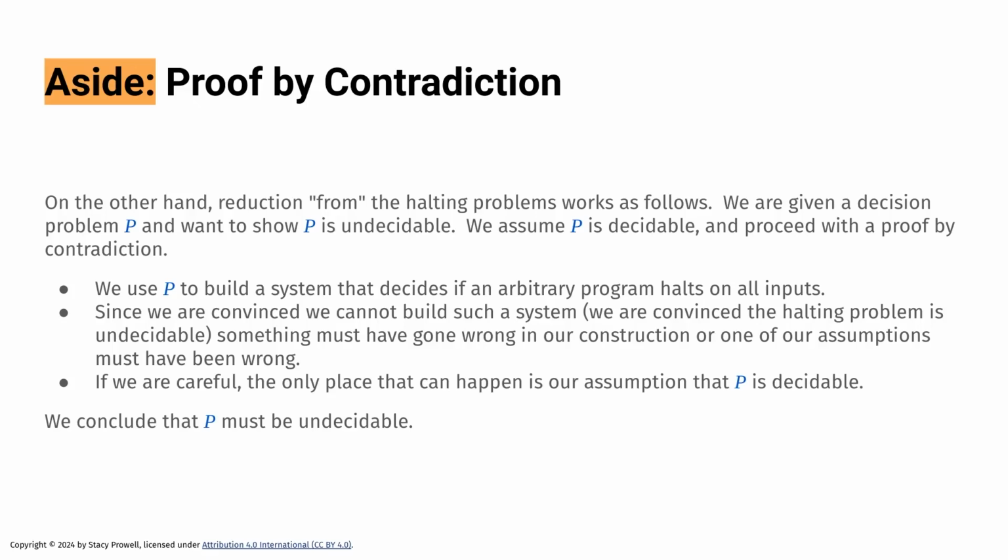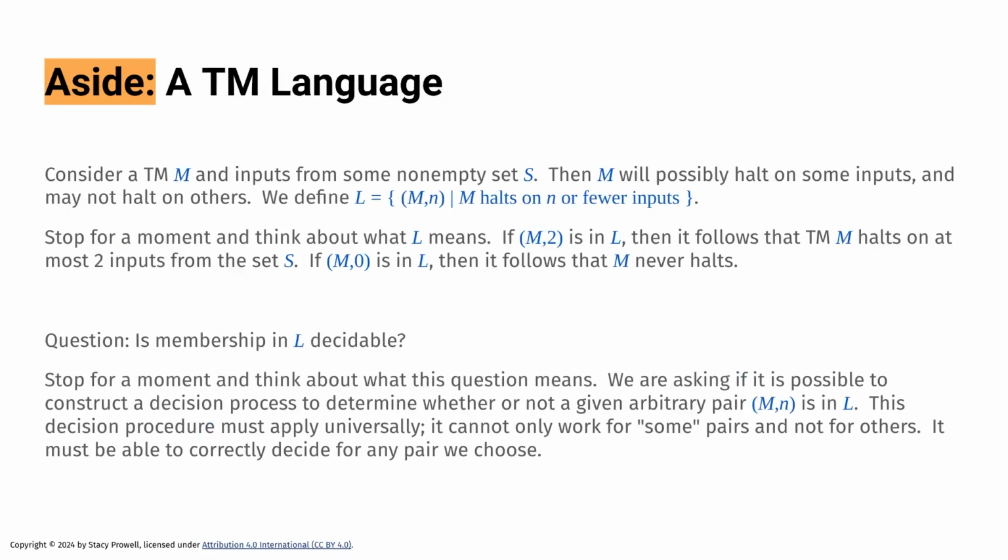And if I've been careful with my argumentation, with the design of my argument, the only place that flaw can occur is in my assumption that I can solve P, that I can decide P. And that means, since I believe the halting problem is undecidable, I believe the construction is valid, I believe that all the other pieces of my proof are valid, the only thing that could be wrong is P, and so P must be undecidable. I hope that makes sense. What does that look like in practice?